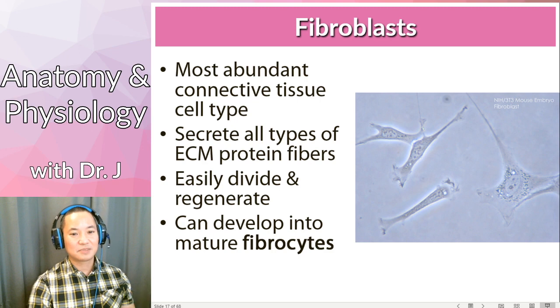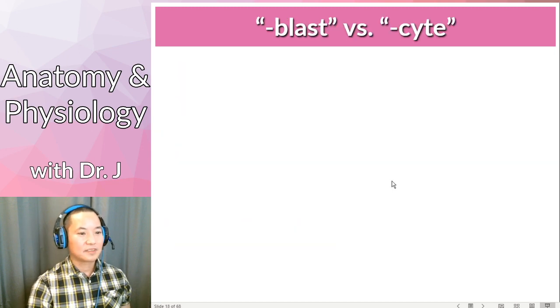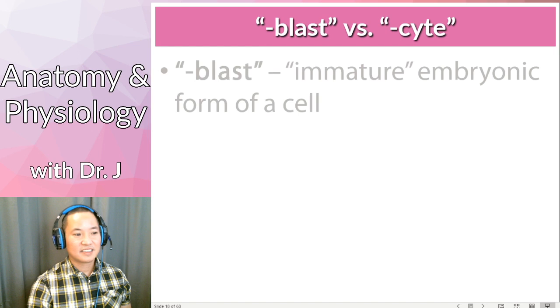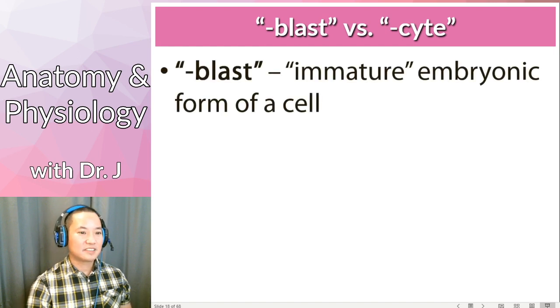So again, this is where it gets kind of tricky. They both start with fibro and they both secrete fibers. But what's the difference between a blast and a cyte? This is a term you'll see constantly throughout anatomy and physiology and histology, blast and cyte. Blast, I approximate to the immature version. It's not the final form yet. It's like the embryonic form of a cell. It's not quite fully mature. It's still developing. It's still a cell, still active, still alive, but not quite fully developed.